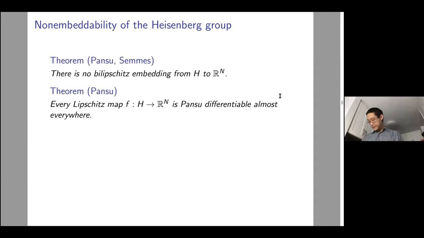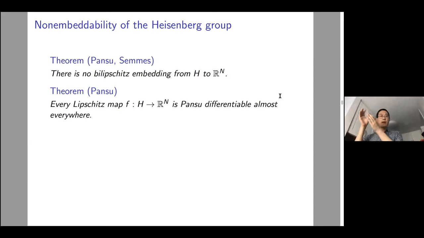And what this means, normally when we say that a map from Rm to Rn is differentiable, or differentiable at P, is that when we zoom in to a small neighborhood around P, the map is approximately linear. Pansu differentiable means something very similar, except that in this case, our domain is the Heisenberg group.